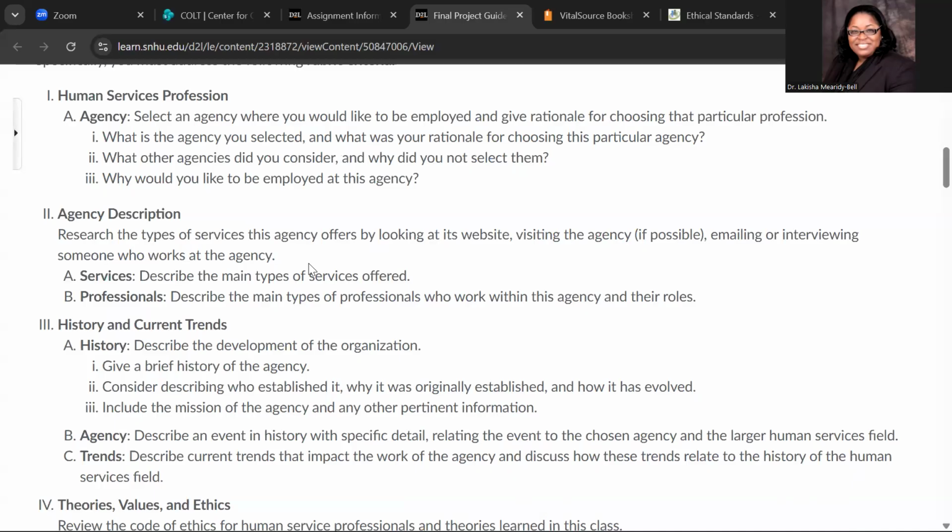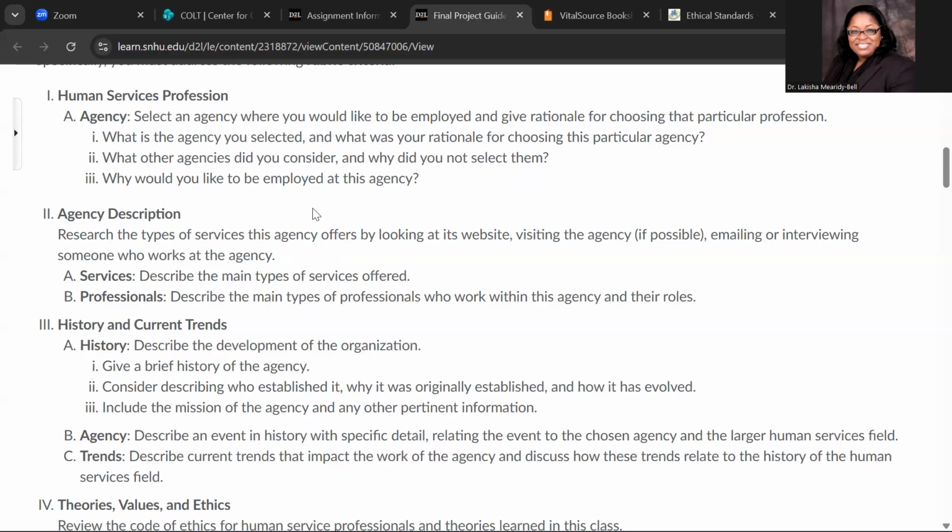Please model the APA format, which means that you're including a title page that only includes your title, your name, your school, and your instructor. That's going to be on the title page. Nothing else should be on that title page.